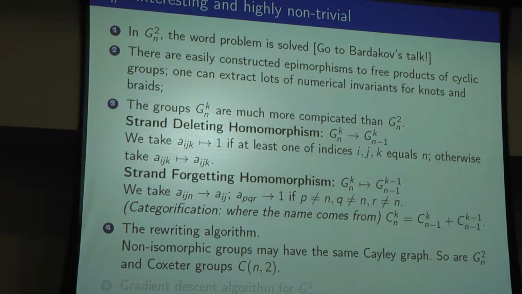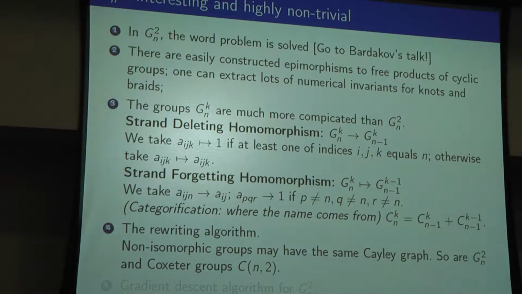So if I want to compare them with braids, it would be better to compare them with virtual braids, and actually they are something like that for GN2. And actually, we will see that there is a rewriting algorithm for Cayley graphs. We will see that the Cayley graph for different groups can be the same, which will be used for studying both one sort of groups and the other sort, for example, GN2 and Coxeter groups.